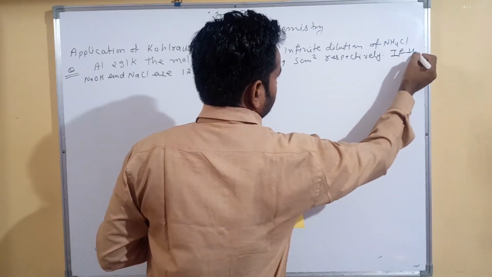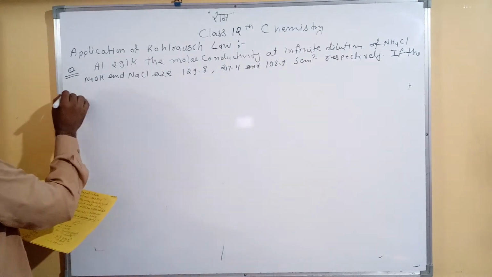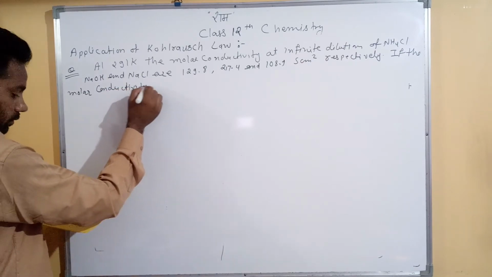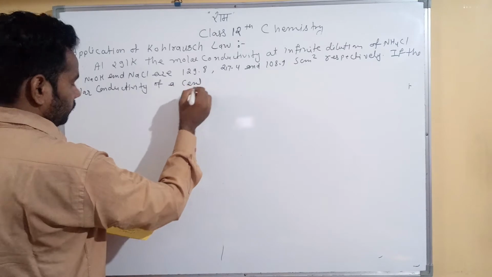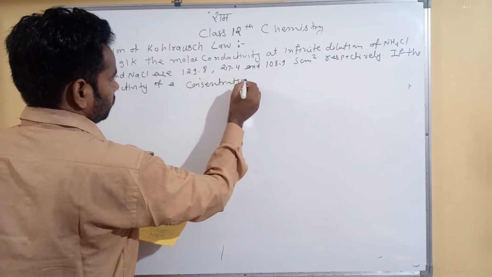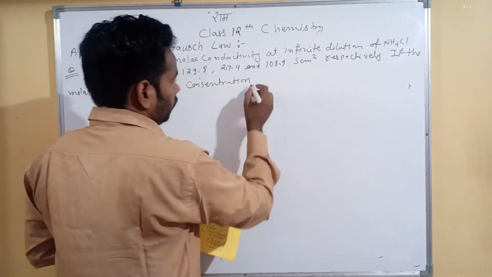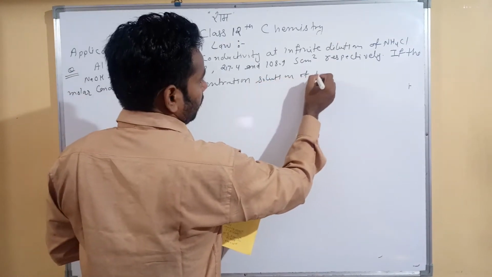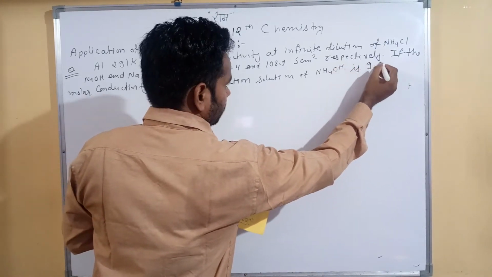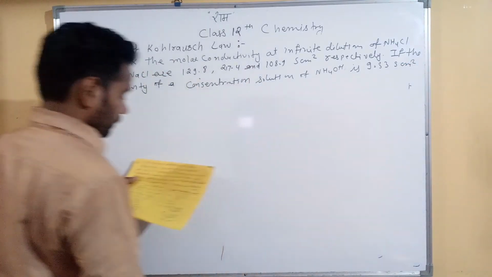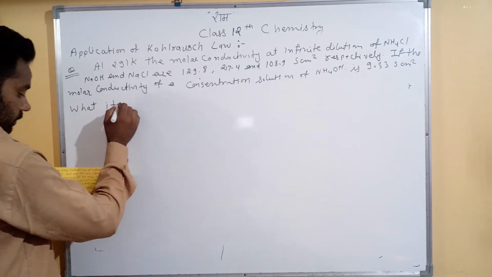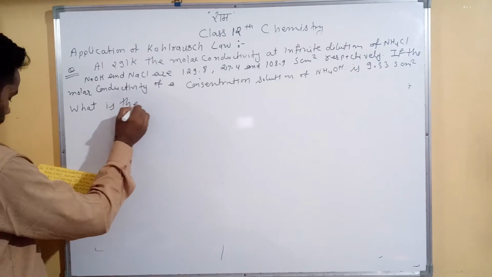If the molar conductivity of a concentration solution of NH4OH is 9.33 Siemens centimeter square, what is the percentage?